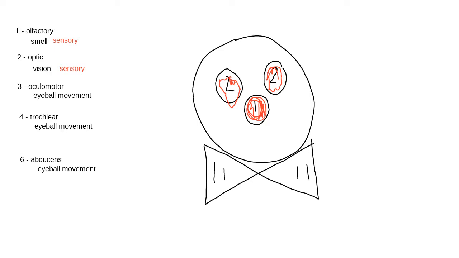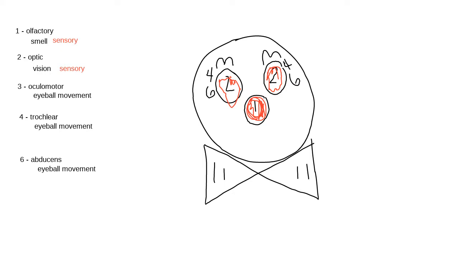So we're going to put number 3 on top of the eyeball, kind of like eyelashes. We're going to put number 4 on the side of the eyeball, the trochlear nerve, at an angle, and then number 6 all the way on the side.